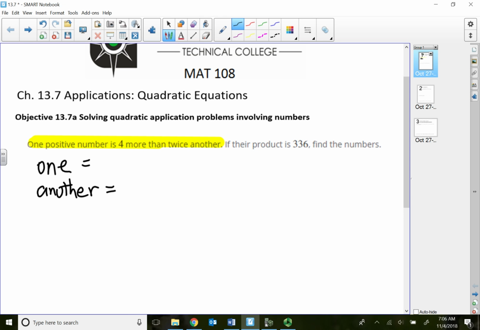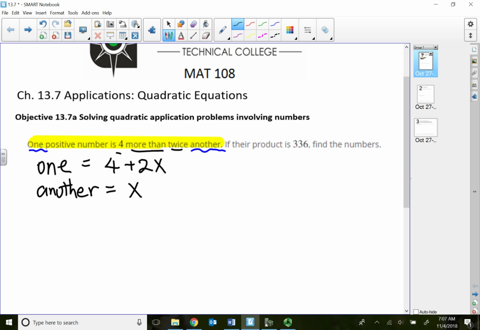I'm only comparing between two different items. So I'm going to let the item listed at the end be my x. All right, so another number has got to be x. This one positive number up front, that means equal. 4 is 4. More than means plus. Twice means 2 times. 2 times who? 2 times another. So that will be x.